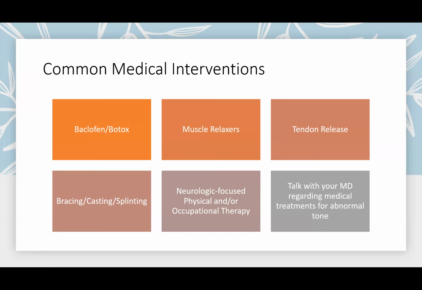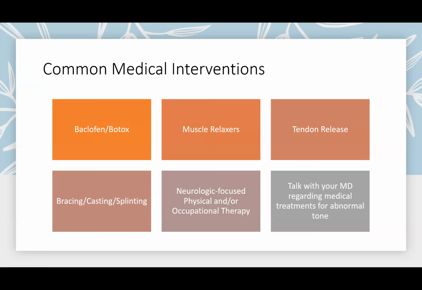We're going to skip tendon release for now and hop back to that. And then we're going to jump down to neurologically focused physical and or occupational therapy. They can work with you to give you an individualized and specific plan of care to help meet your needs. And along with that might come bracing, casting, splinting. Those are just braces or splints that you might wear to help hold your arm or your hand in a specific position to give it a longer, lower load stretch and prevent contractures. Or you might have a brace for your foot, it just depends on your needs.